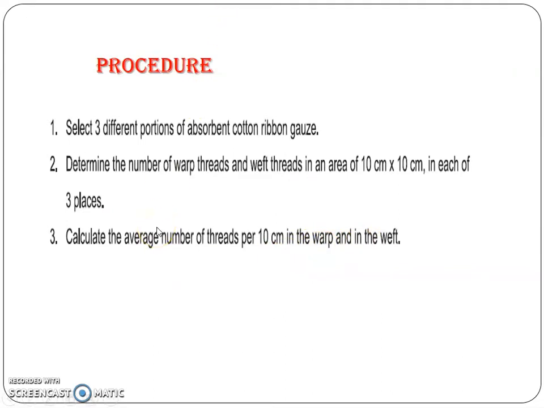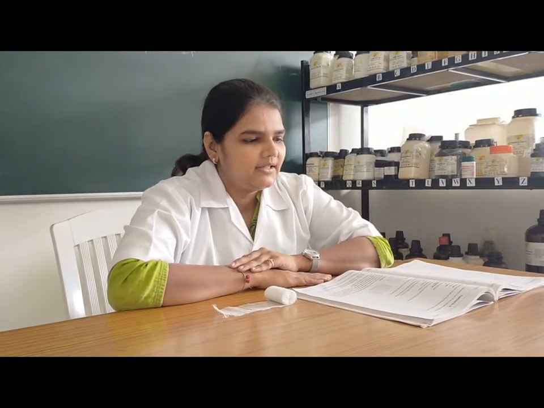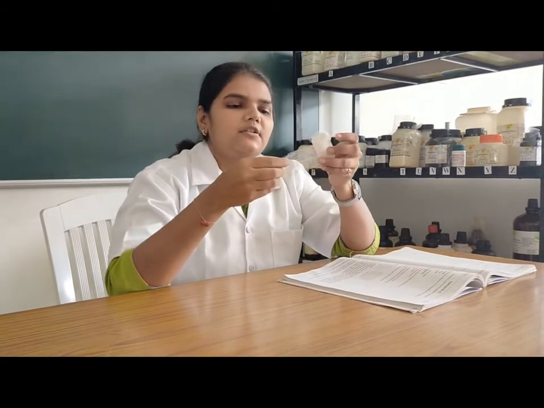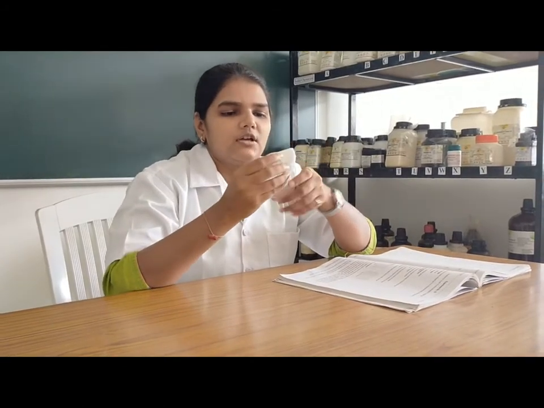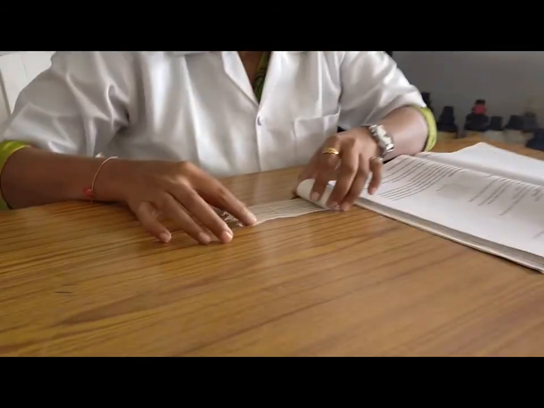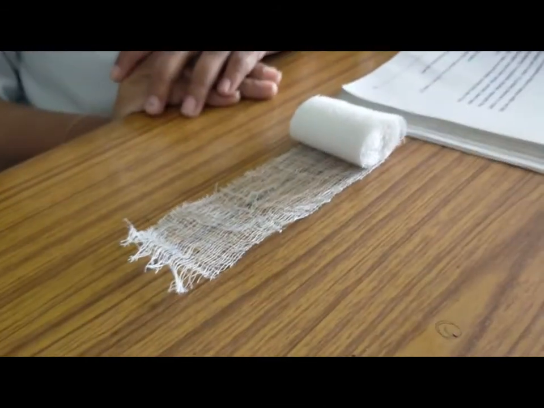So let's start with the actual practical session, the actual procedure in the laboratory. Let's start with the procedure for determining the warp and weft. Today we are going to determine the number of threads using this absorbent cotton ribbon gauze. We will measure first nearby 10 centimeter. I have already taken this 10 centimeter. Now we are going to measure weft and warp.